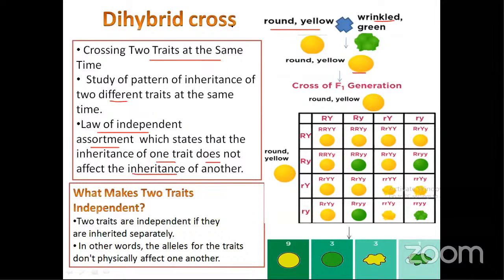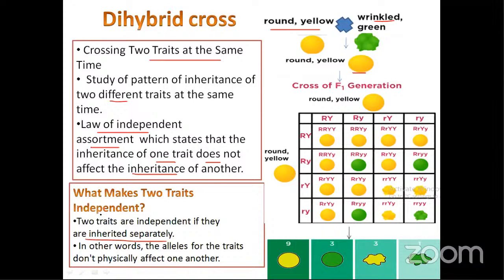So basically what it is telling is that in the progeny it is not fixed that round yellow and wrinkled green parents will produce round yellow together and wrinkled green together. It is not the case. Round can combine freely with yellow or green, and wrinkled can combine freely with yellow or green. So any allele of one trait can pass on to the gamete with any of the alleles of the other trait. That is what the law of independent assortment means in simple words. So what makes the two traits independent? Two traits are independent if they are inherited separately.